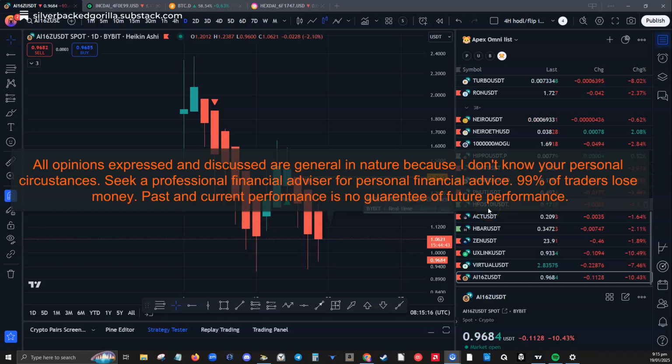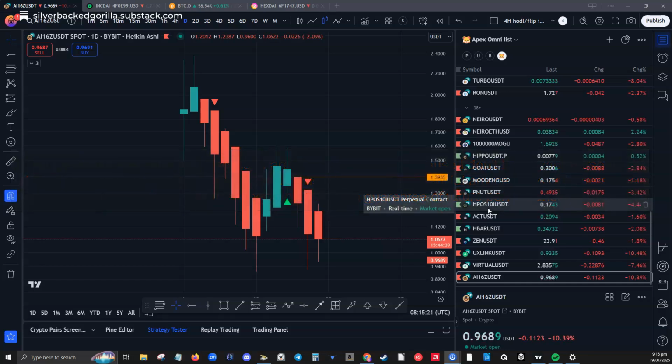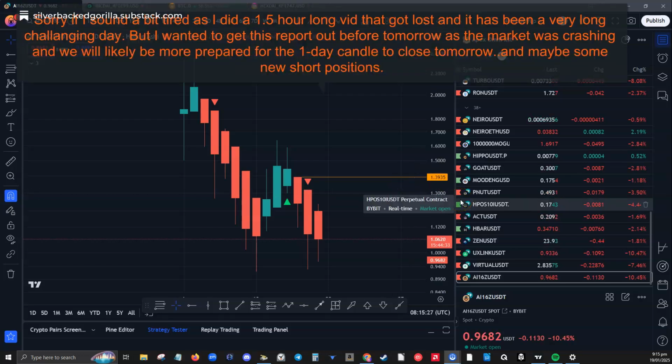This is the one-day candle report on the Heikin-Ashi method that I use on the main 21 assets or pairs listed on ApeX Pro, which is a derivatives DEX. No KYC.